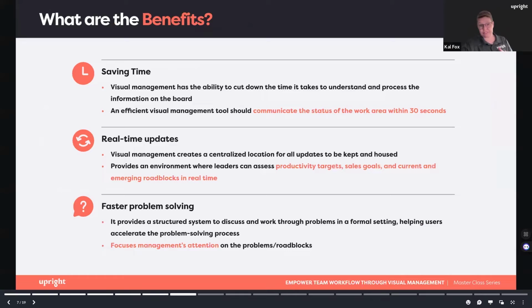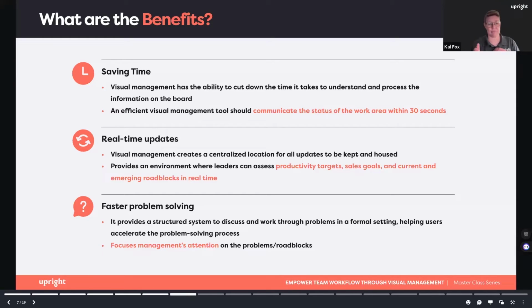Moving on, so what are some of the benefits? Obviously, the number one thing that benefits you when you utilize a lean managed system, or a visually managed system, is time savings. If I can walk past a workstation and understand what's happening at a glance, I'll have more time to focus on areas that might have an emerging problem, or I can work on removing roadblocks wherever there is in the team. Another thing is real-time updates.